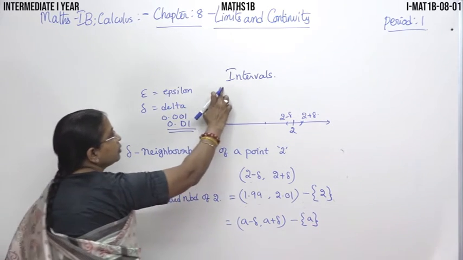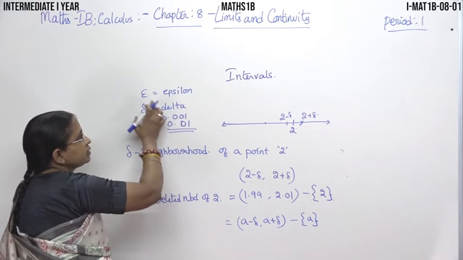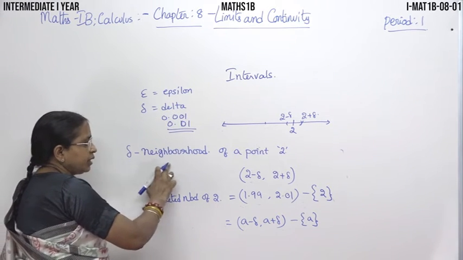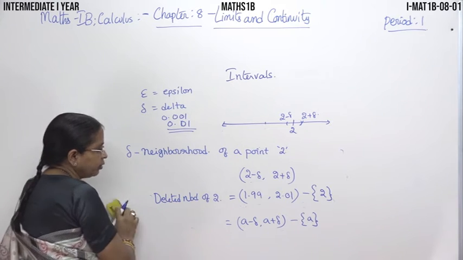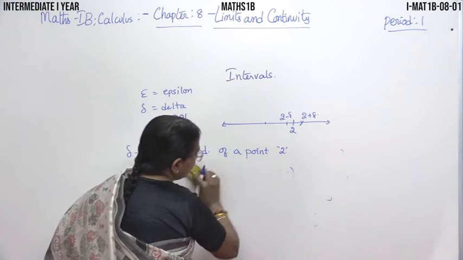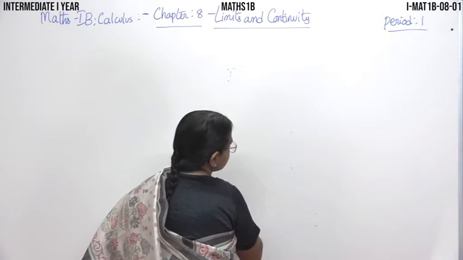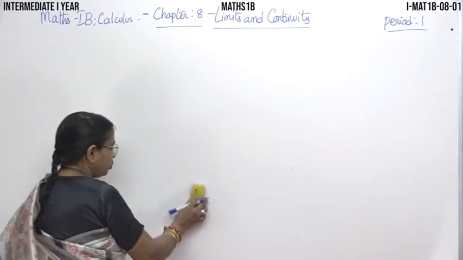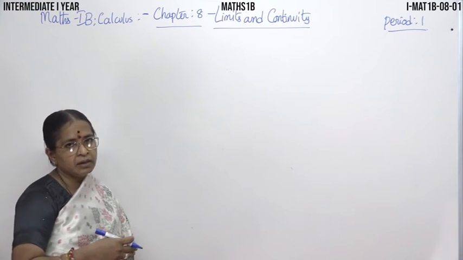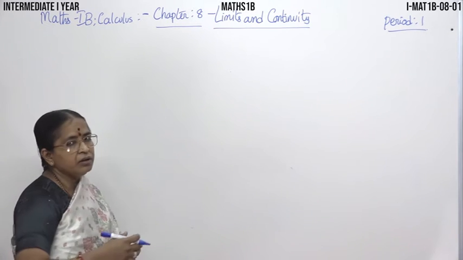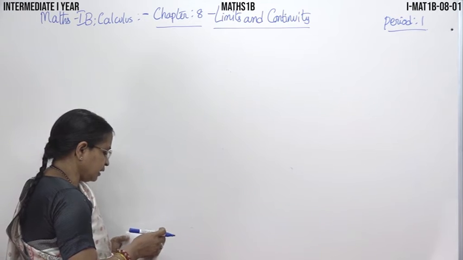So we learned about these intervals. Then epsilon, delta, these are Greek symbols. And then the delta neighborhood of the point A. And then the deleted neighborhood of the point A. Okay, now we'll write the definitions later. First understand these terms. These are all new terms to you. These terms are frequently used when you go to higher classes, in those topics. So you should understand these terms.